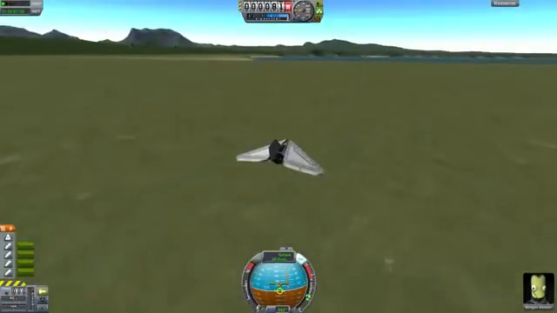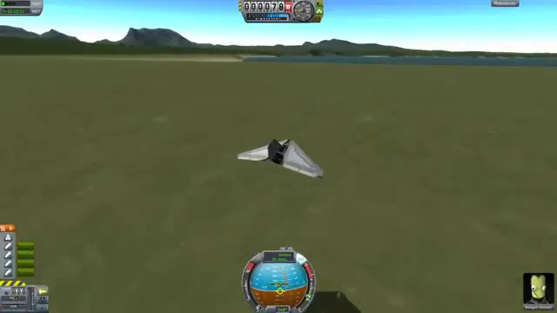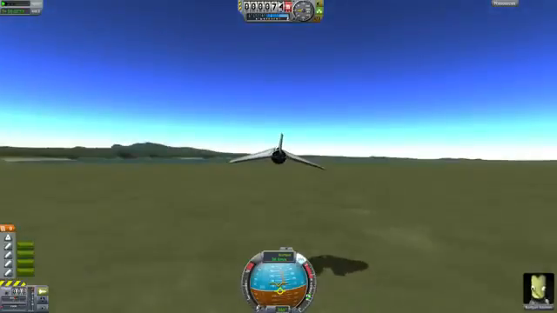Now in future parts we're going to look at adding the engines, adding the landing gear, and of course making the whole thing lift off without exploding all over the runway. But that's in future episodes.